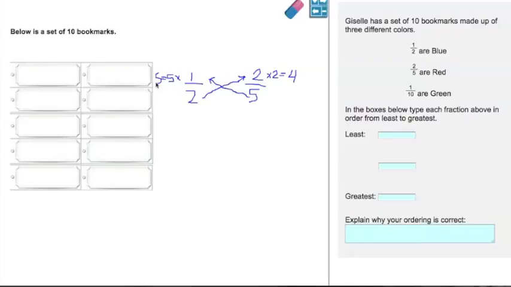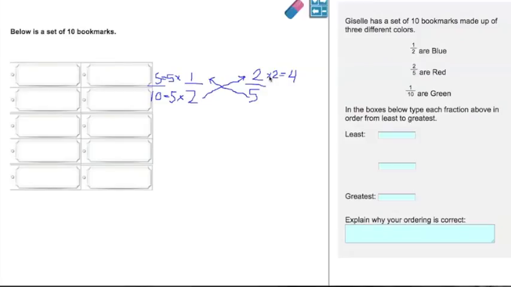Now the rule of fractions is whatever you do to the numerator, you have to do to the denominator. So we multiplied 1 times 5, so we also multiply the denominator of this fraction by 5. 2 times 5 equals 10. And so then this gives us a new fraction. 5/10 is the same as 1/2.